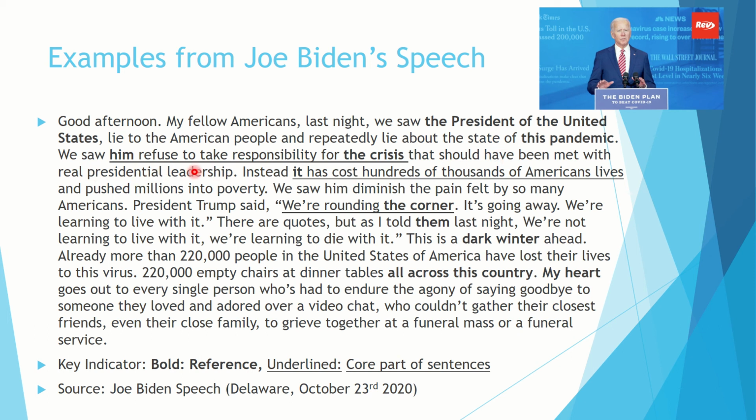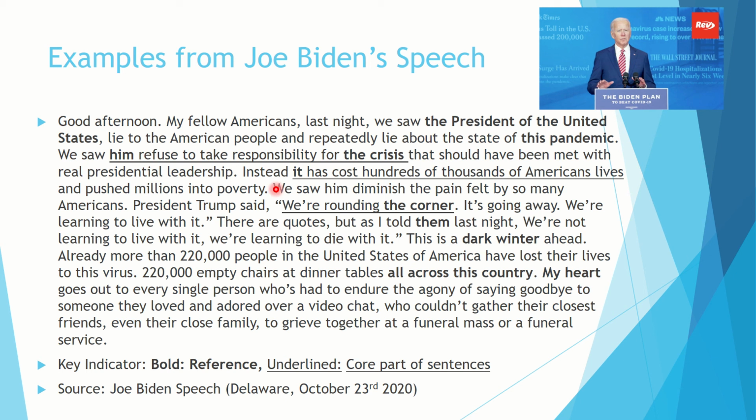Okay, there is a core part of sentences in the sentence from "we saw" to "the leadership." We can see that there are so many words, but the core part of the sentences is this one, which is "him refused to take responsibility for the crisis." Him here refers to the President of the United States, President Donald Trump. Meanwhile, the crisis here also has the same meaning as this pandemic, which we can conclude that this crisis means the current coronavirus pandemic. In these sentences, we can conclude that it can be shortened with only these sentences. That's the core part of the sentences.